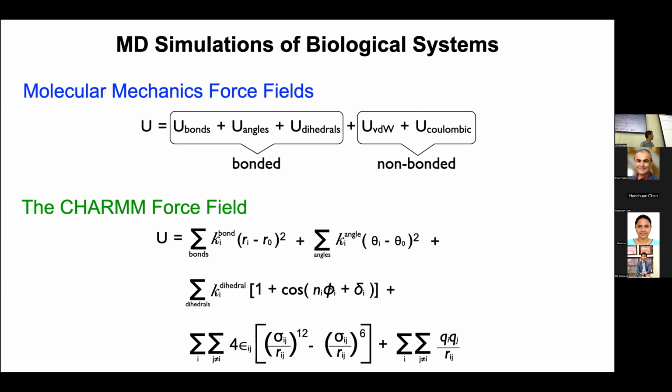Okay, so why it's different: you notice it has this functional form of a cosine instead of a harmonic like the previous two, because it allows for periodicity. So the rotation can go all the way 360 degrees around and come back to where it starts. We'll talk about another term later, but these are the three main bonded terms.